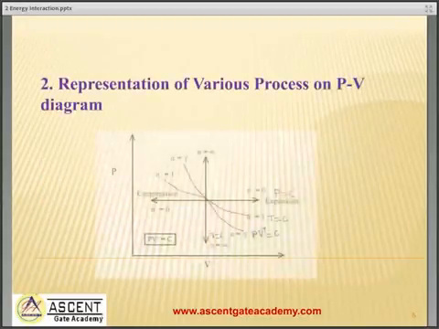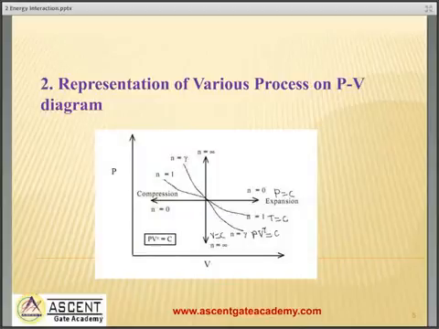Representation of various processes on the PV diagram. PV^n = constant. This is a general polytropic process. If n is equal to 0, we get a constant pressure process. If n is equal to 1, isothermal process. If n is equal to gamma, adiabatic process. And if n is equal to infinity, constant volume process. All these processes are shown in this PV diagram.